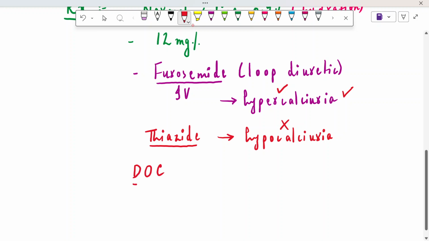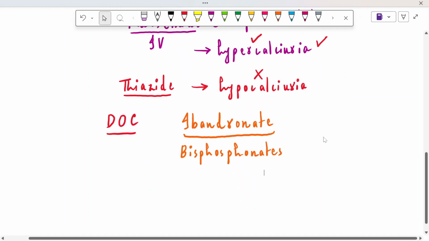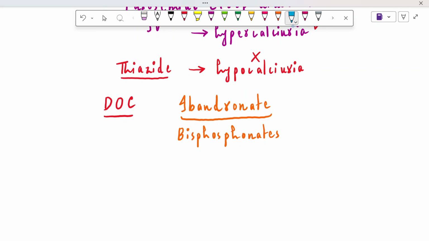So what is the drug of choice in case of hypercalcemia? The drugs of choice are bisphosphonates. To be more specific, it's ibandronate. Ibandronate is a bisphosphonate; the class of the drug is bisphosphonate. And what is the function of bisphosphonates? They inhibit bone resorption.